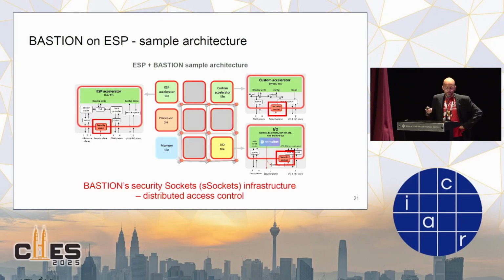Overall, this is the architecture, so you might have seen that in all of them, while I was going through, there was this red box that is actually our security socket, what we call a socket or security socket. Basically, this is integrated in each tile, and it provides a distributed access control system for the network on chip that can communicate with the trusted entity that we have in the IO tile.